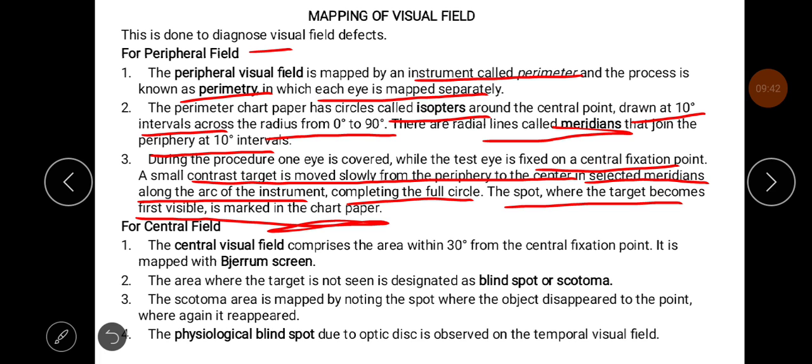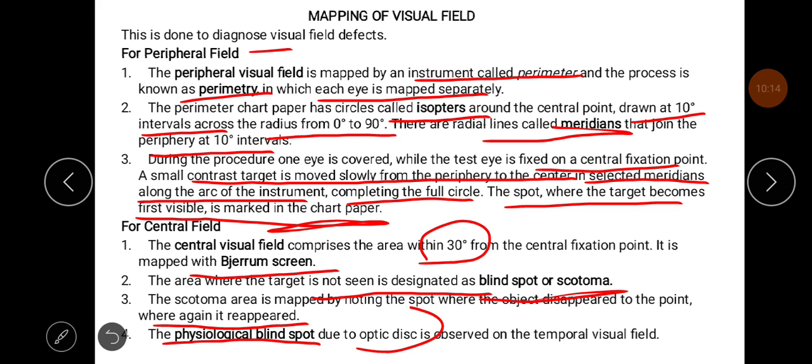The central visual field comprises the area within 30 degrees from the central point of fixation, and it is mapped with Bjerrum's screen. The area where the target is not seen is designated as a blind spot or a scotoma. The scotoma area is mapped by noting the spot where the object disappeared and where it again reappeared. The physiological blind spot is due to the optic disc, observed in the temporal visual field.